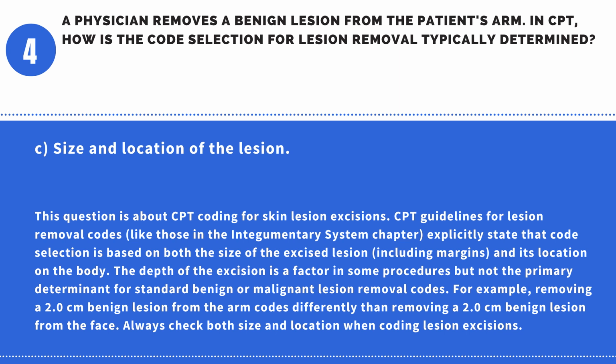malignant lesion removal codes. For example, removing a 2.0 cm benign lesion from the arm codes differently than removing a 2.0 cm benign lesion from the face. Always check both size and location when coding lesion excisions.